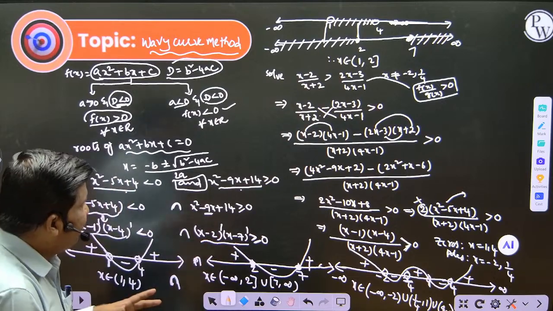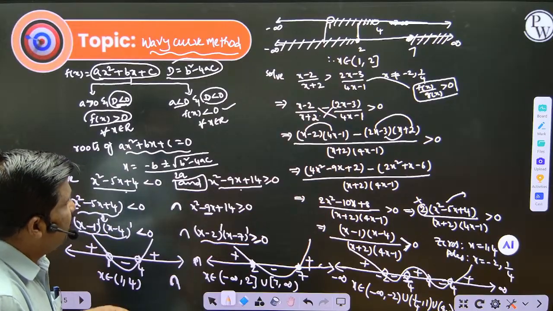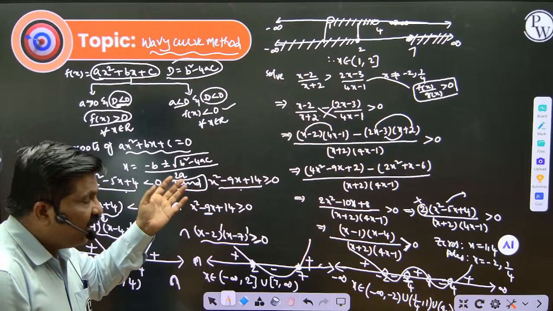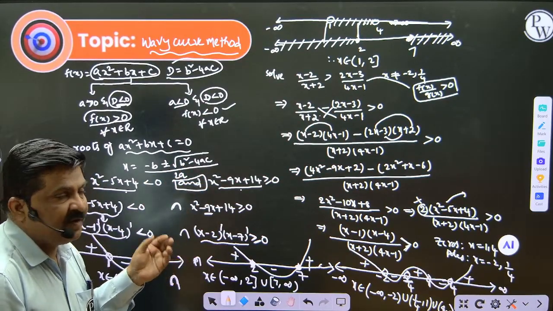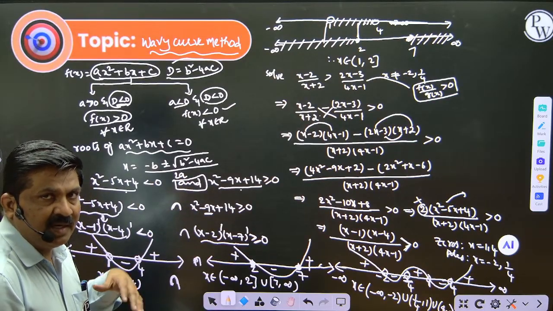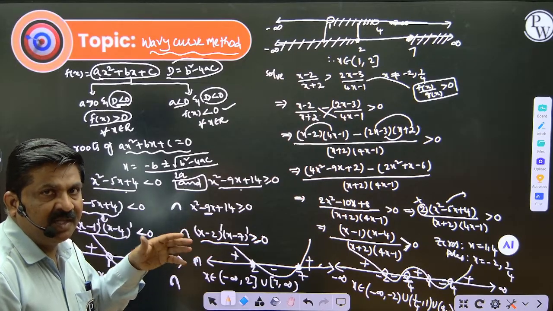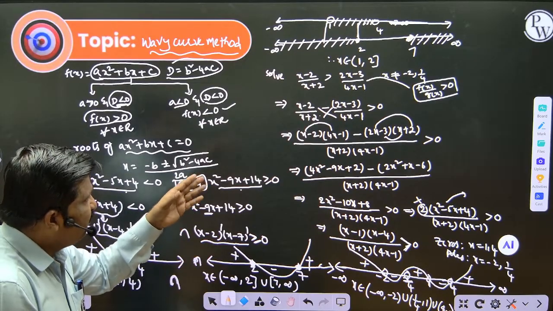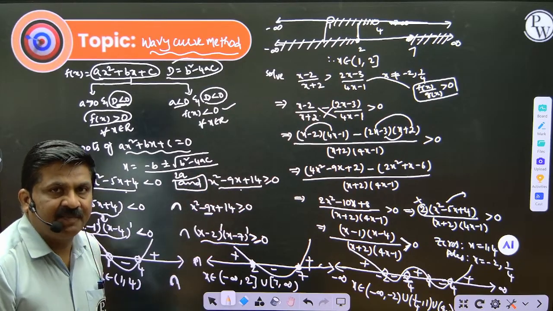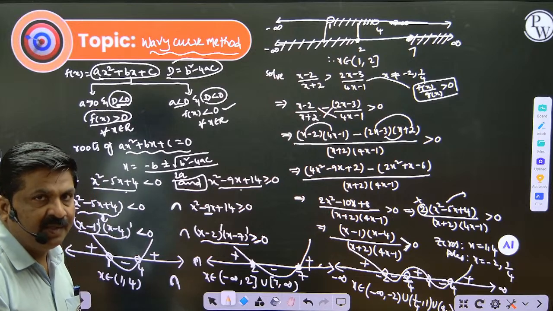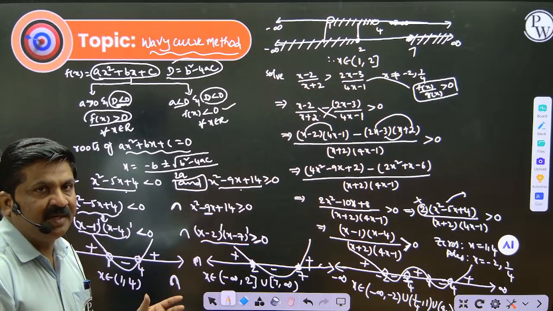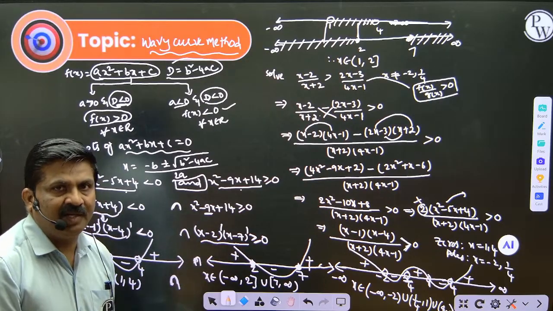But what is the difference between the earlier problems and this problem? In this problem, he did not directly give the factors form, and he did not give it in the form of f of x by g of x greater than 0, less than 0, greater than or equal to 0, or less than or equal to 0. After simplification I converted it into f of x by g of x greater than 0 form. So it is a rational function. Now I applied the wavy curve method to solve this inequality.